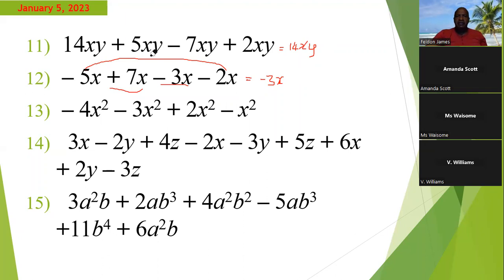Anybody for question 13? Negative 6x squared, sir. All right, so for 13 we have negative 4, negative 3, negative 7, negative 8, plus 2, which gives negative 6x squared.